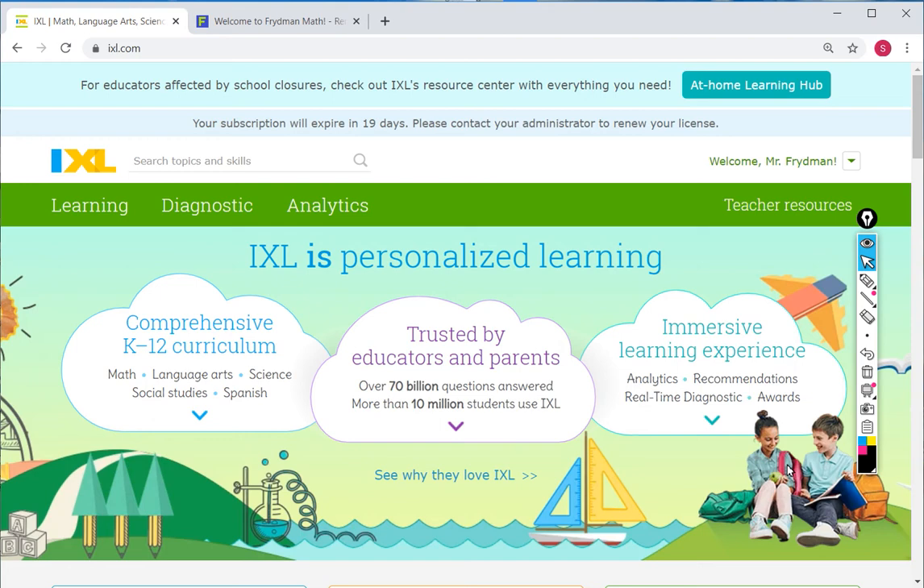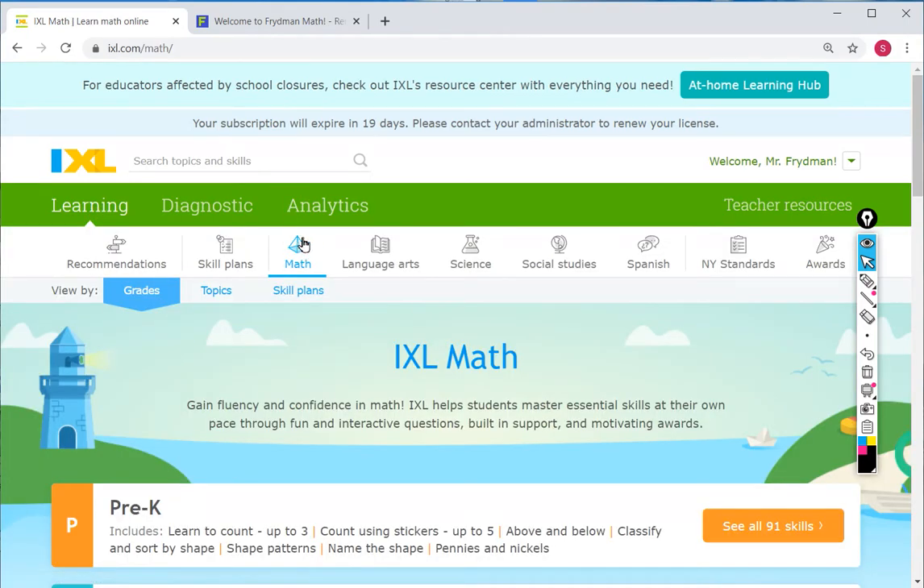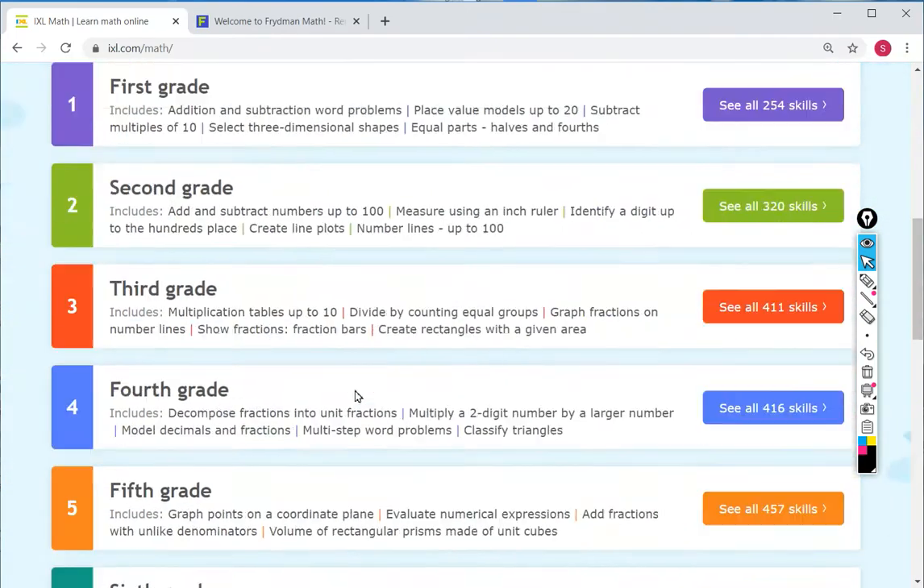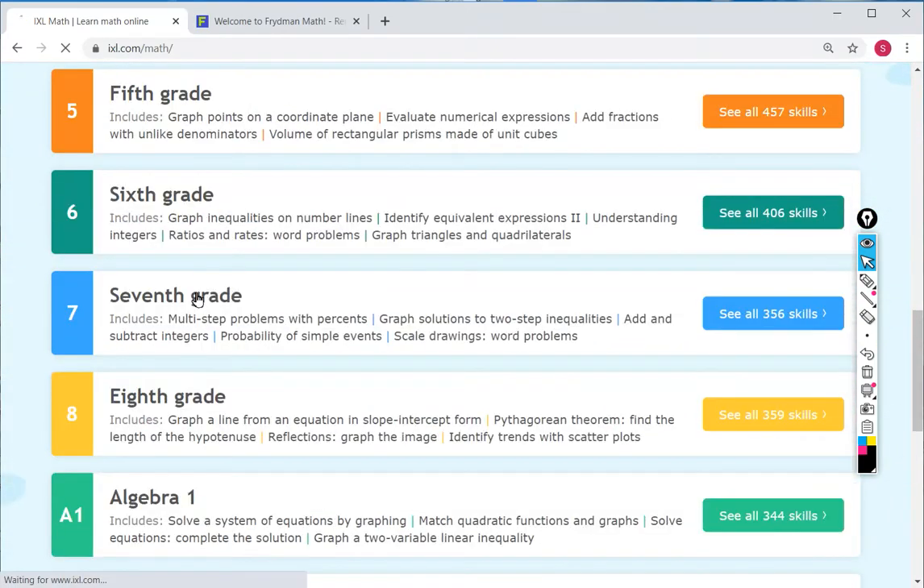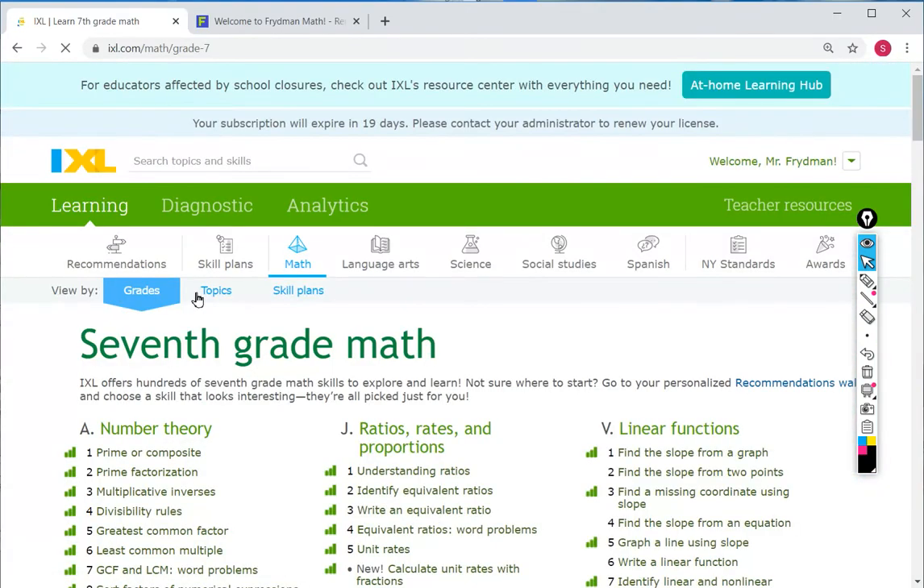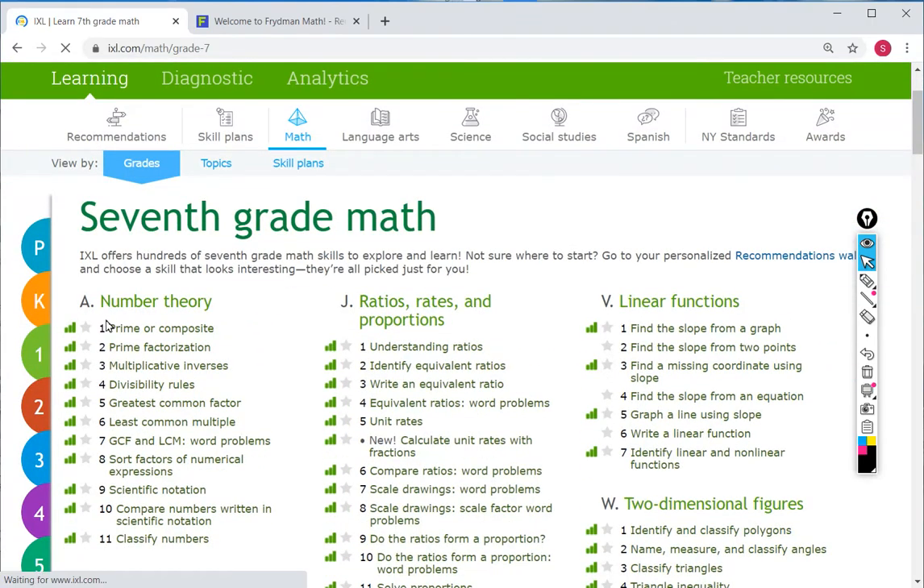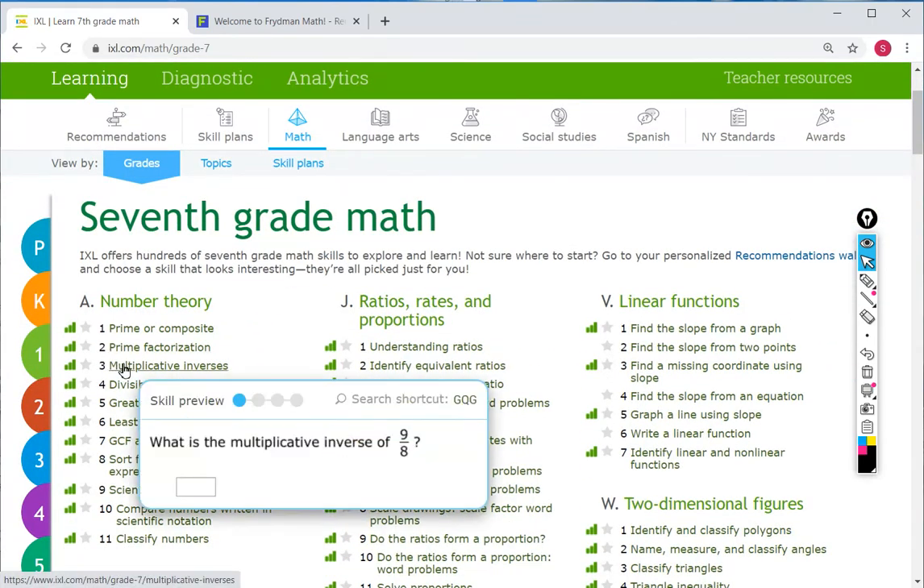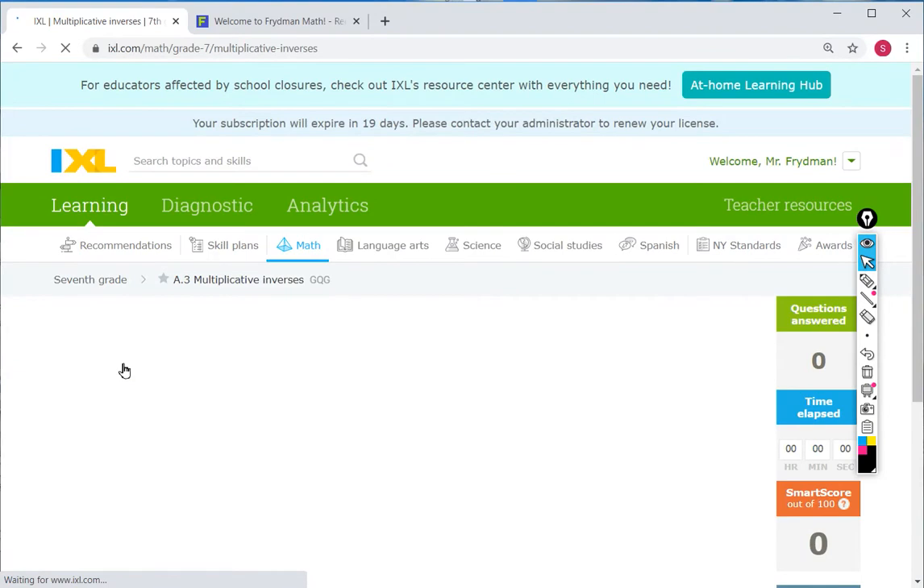Let's do IXL 7th grade A3. Go to Learning. Make sure you're on Math. Go down to 7th grade. And then A3, Multiplicative Inverses.